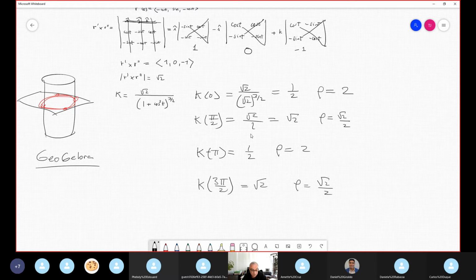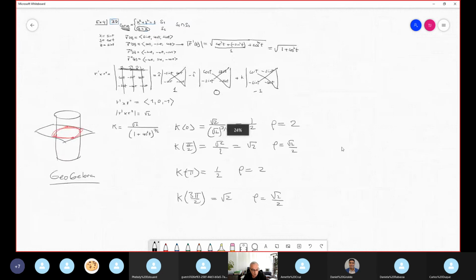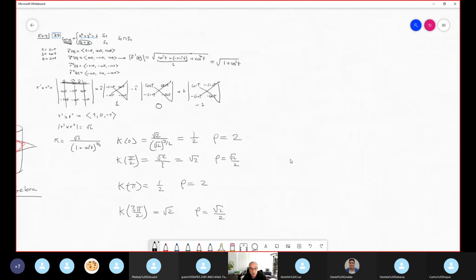Suppose, by curiosity, let's compute the unit tangent vector. There are many ways to compute it. One, the fantastic way, is the velocity divided by speed. This is the formula. Evaluate it at a specific point.